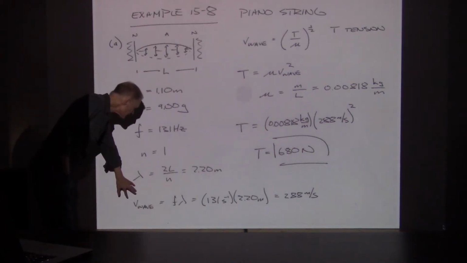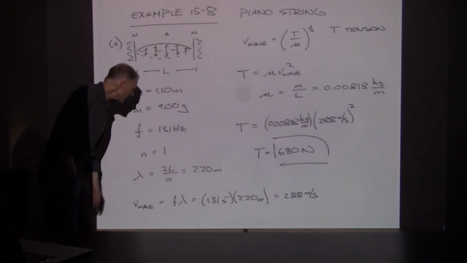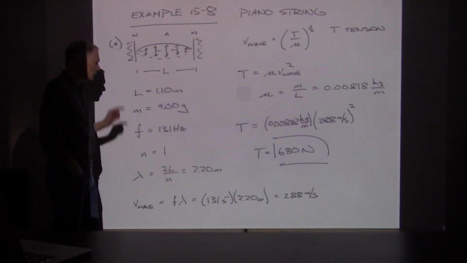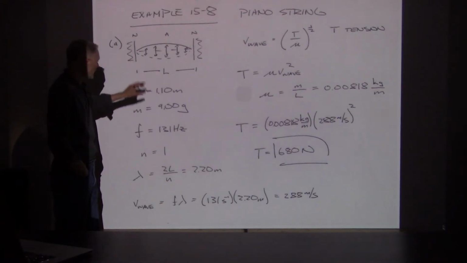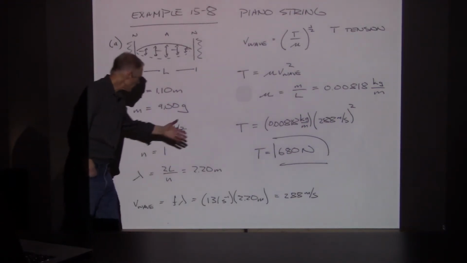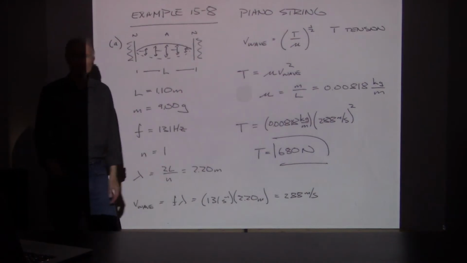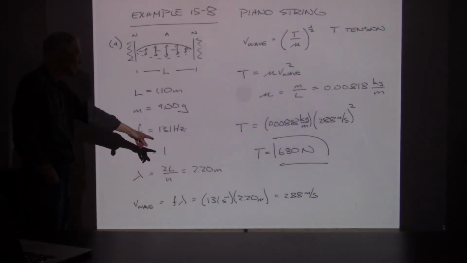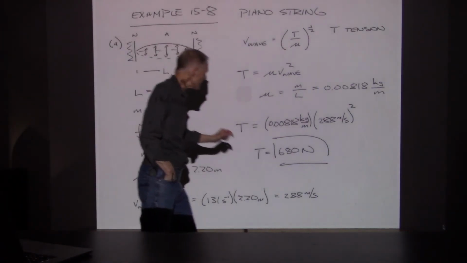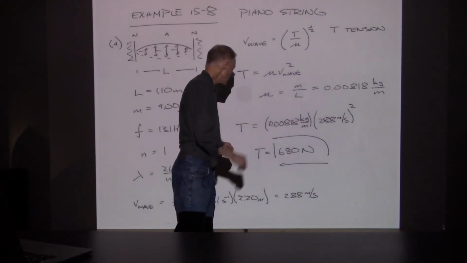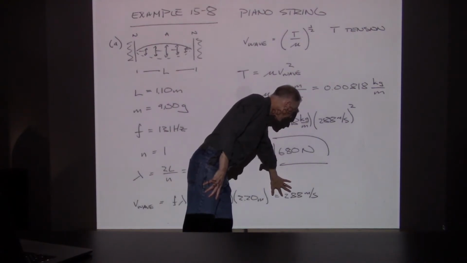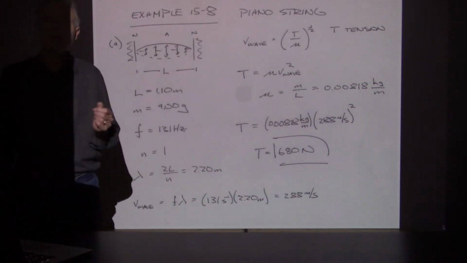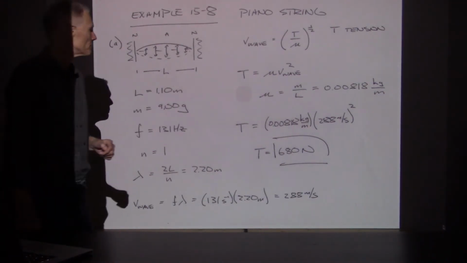Now the wave speed can be determined by taking frequency times wavelength. So it says, look, for this piano string in the first harmonic, the wavelength is 2.2 meters. And if we want a frequency of 131 hertz, then we need to tighten the string until there is a wave velocity of 288 meters per second. So we've been able to calculate what the wave speed for the string would be.